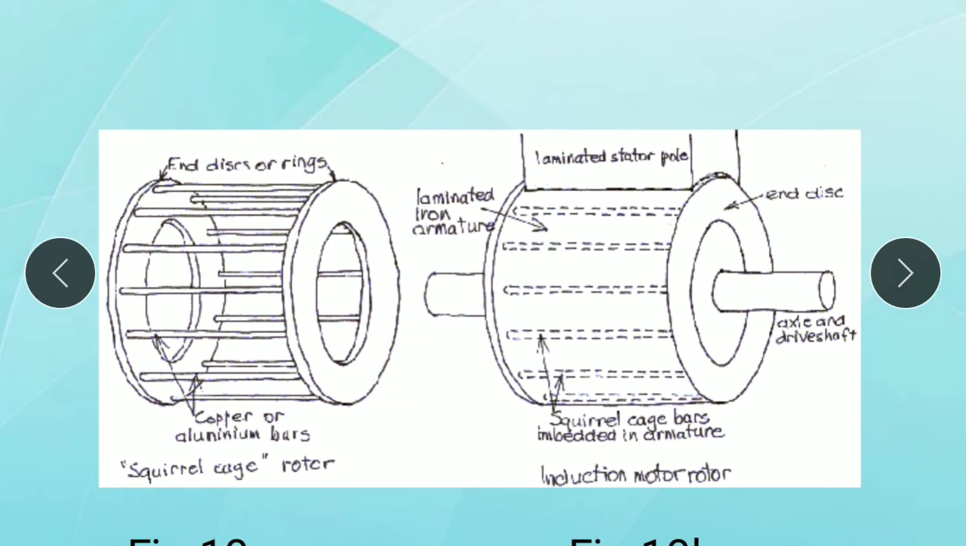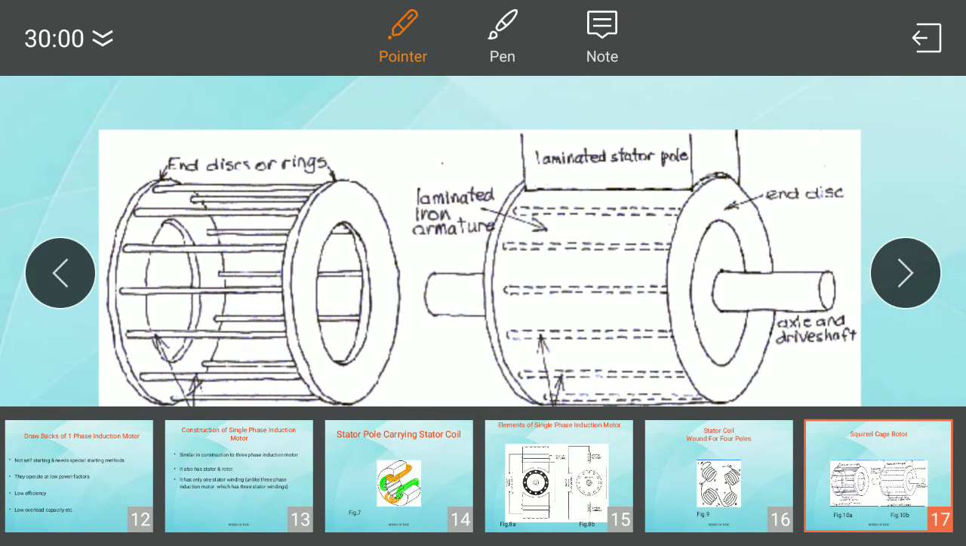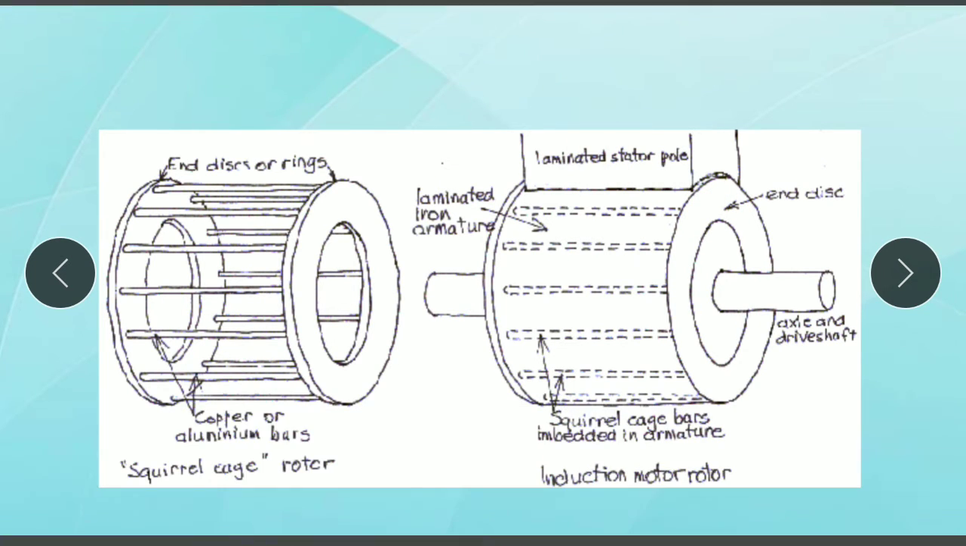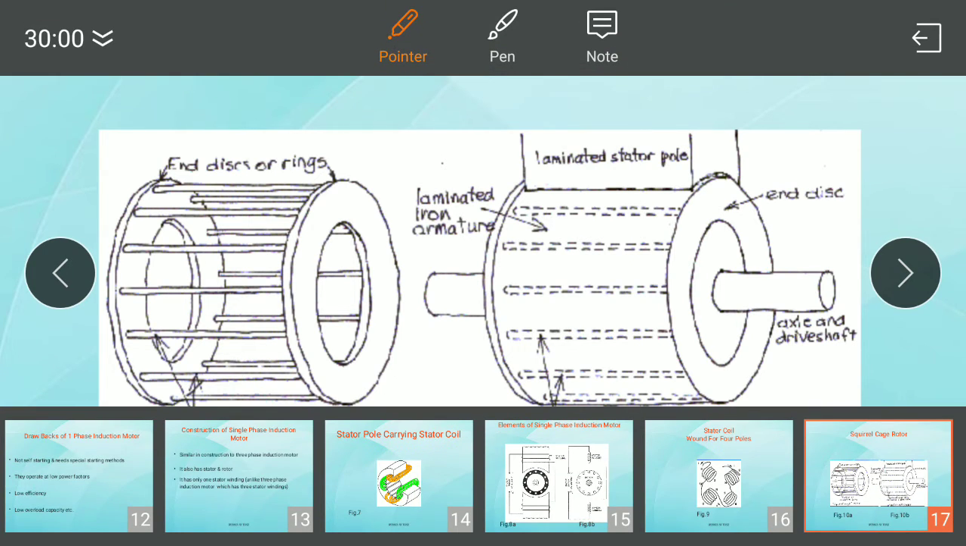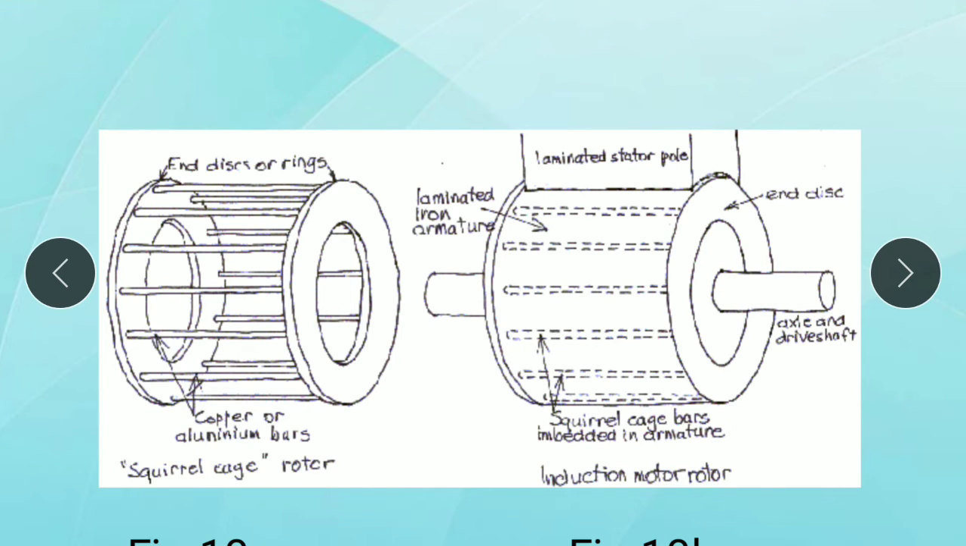Here, see the laminated iron armature. This is the end disc, and the laminated stator pole. This one is the shaft. So here is the squirrel cage rotor.